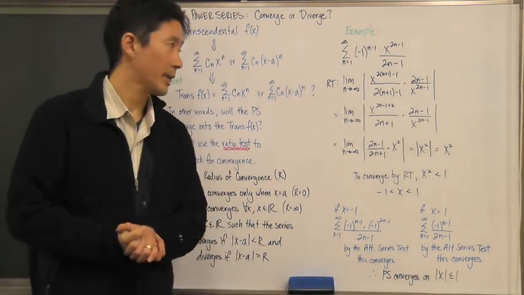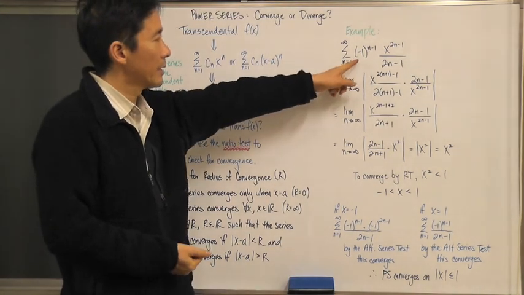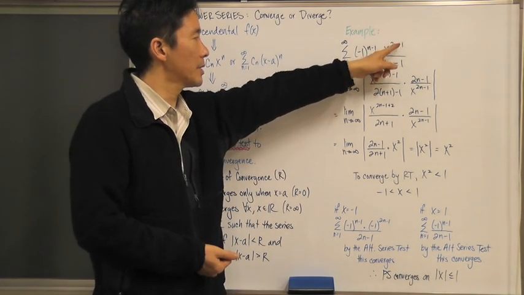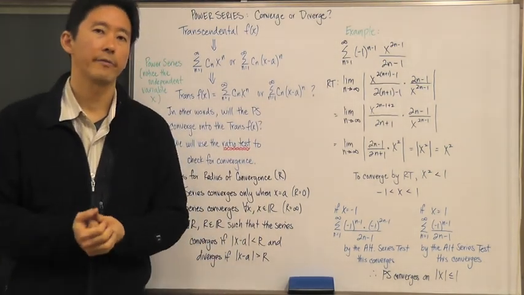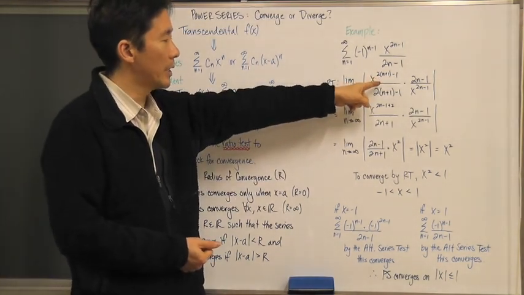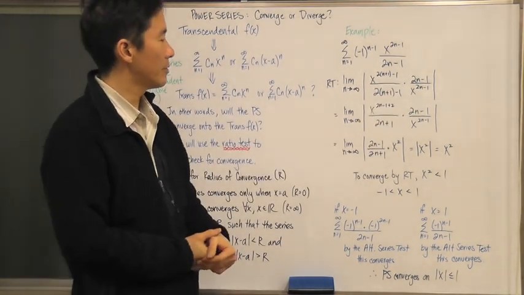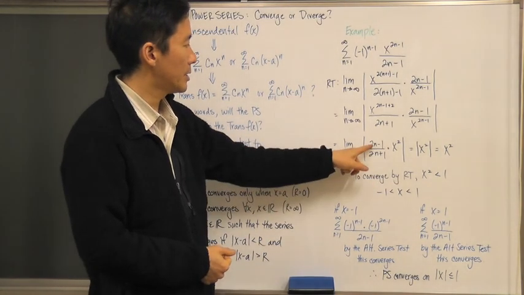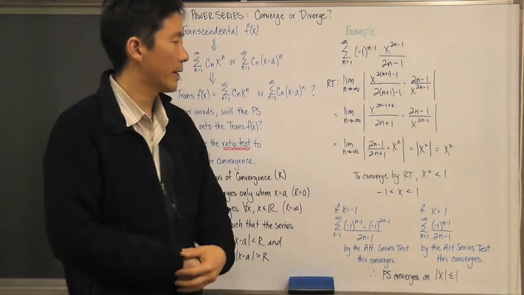Okay, so let's take a look at another example here. Let's say, for example, we have the power series that looks like this, where we have -1 to the n minus 1, x to the 2n minus 1 divided by 2n minus 1. Okay, so again, we're going to check for convergence using the ratio test. I'm going to have a sub n plus 1 times the reciprocal of a sub n. And if I go through the simplification, basically what I'm going to come out with is 2n minus 1 divided by 2n plus 1 times x squared.